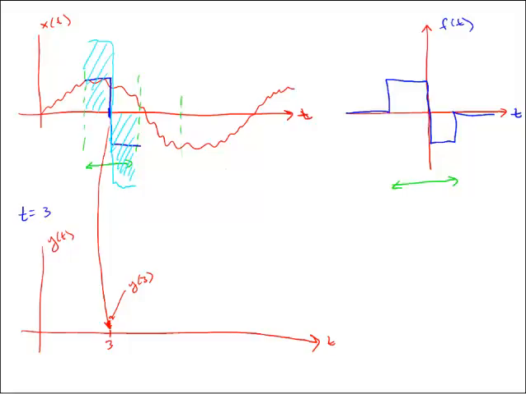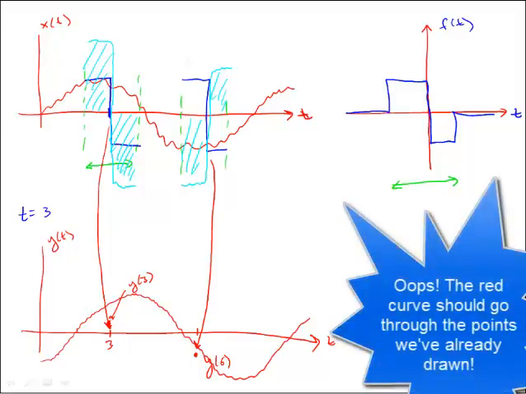You do the same thing over here. Draw the filter, calculate the product, do the integral, and get a new point on your output graph. So maybe this is y of 6. And if you were to do this for every point in time, you might get something that looked like that.